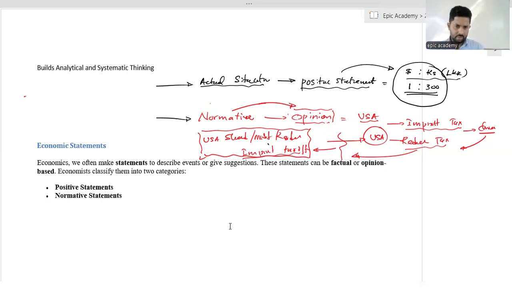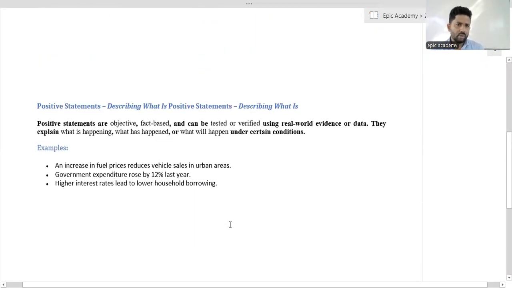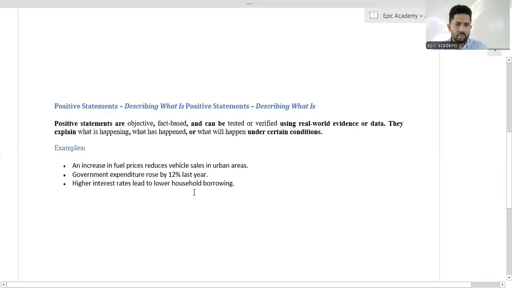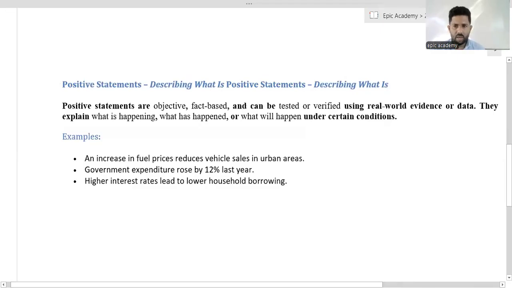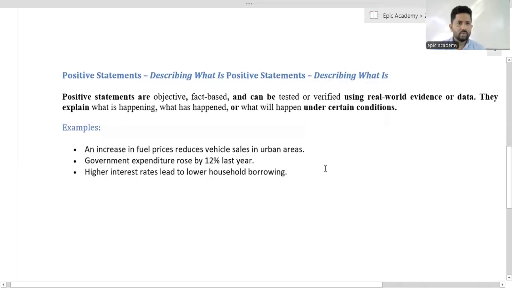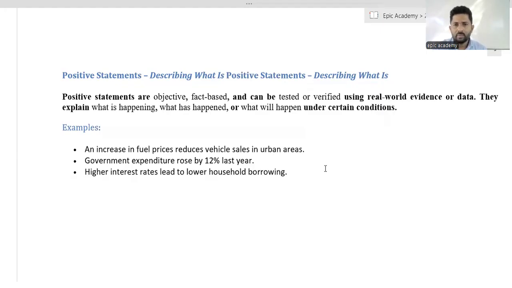So now we can thoroughly discuss the positive statement in the economy. What is the meaning of a positive statement? Okay, right. Let's move to that one. A positive statement describes what is, meaning the actual situation. Positive statements are objective.